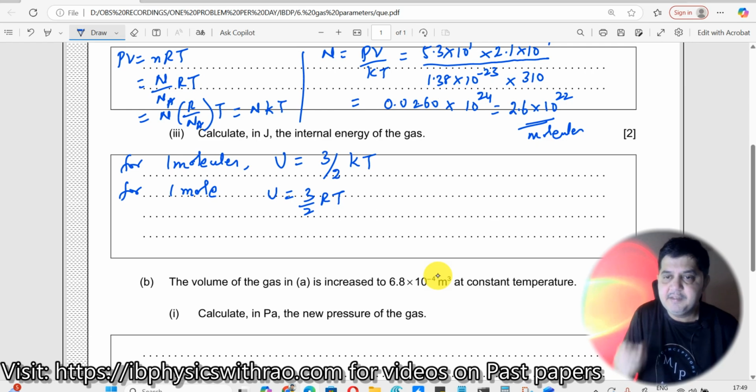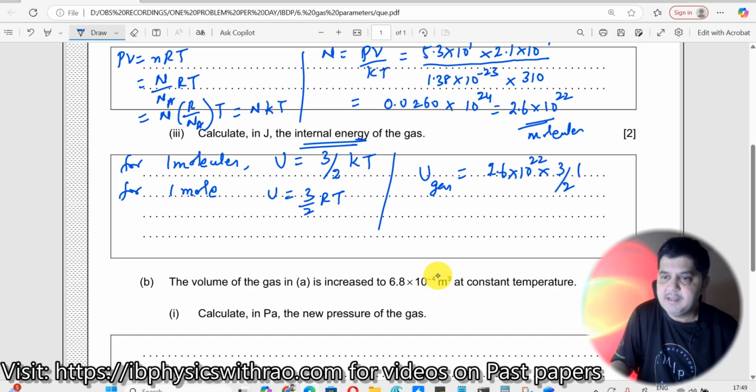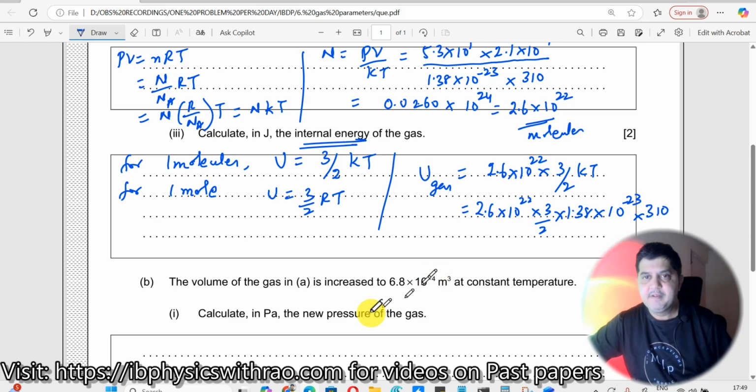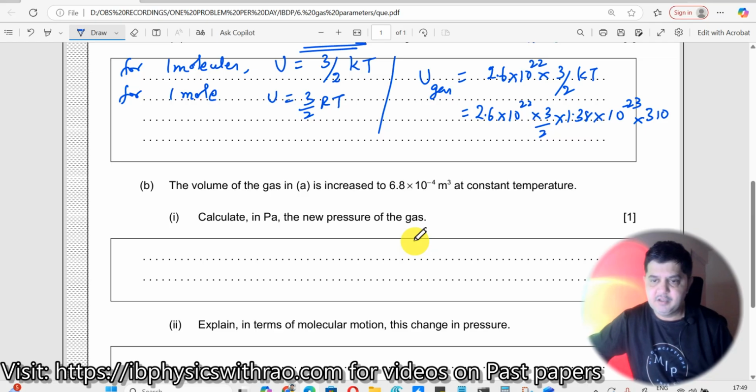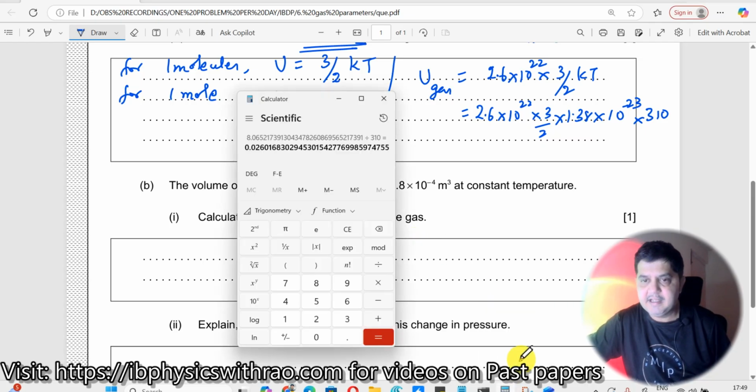Now, how many molecules do we have in that gas? We have this many molecules. So it's asking for the internal energy of the gas. So U of the gas is equal to 2.6 × 10^22 molecules multiplied by 3/2 kT. Let us do this: 2.6 × 10^22 multiplied by 3/2 multiplied by 1.38 × 10^-23 multiplied by the temperature. Temperature was 310. Let us take all these values and do the calculation so that we get the final answer.